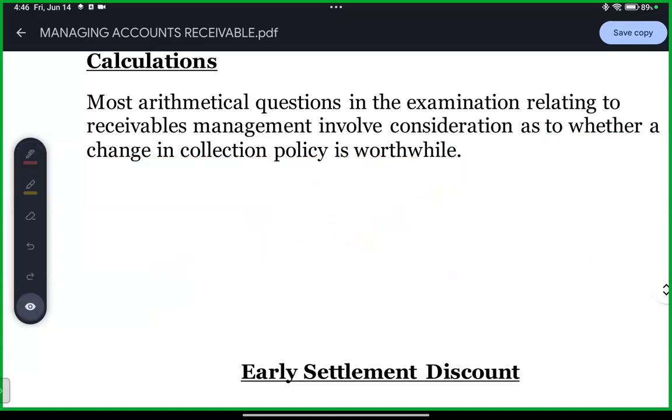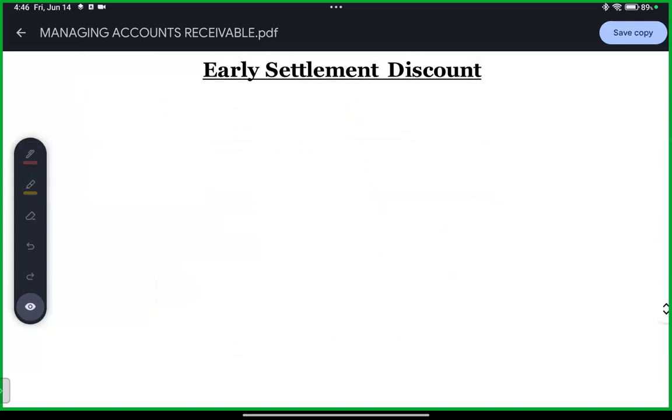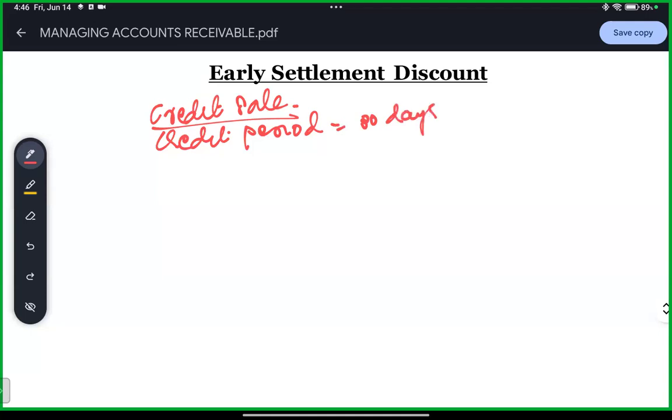So let us move to what is early settlement discount. When you make a credit sale, normally there will be a credit period. So you will set a period for them to make the payment. That maybe, let's take it, 30 days. So imagine a situation where you have to wait for 30 days to get the payment. So how about you change the terms like this?